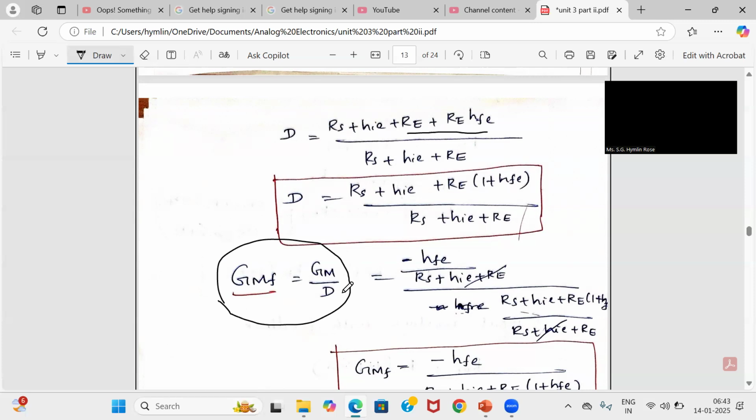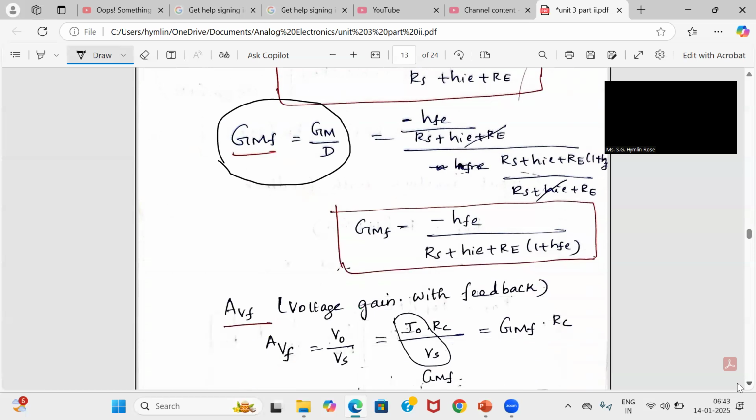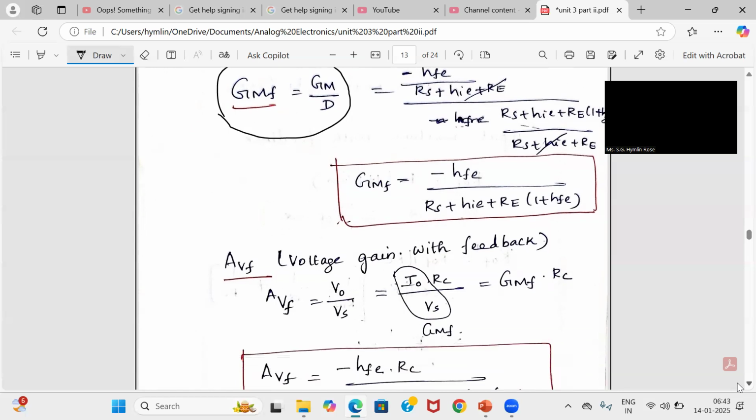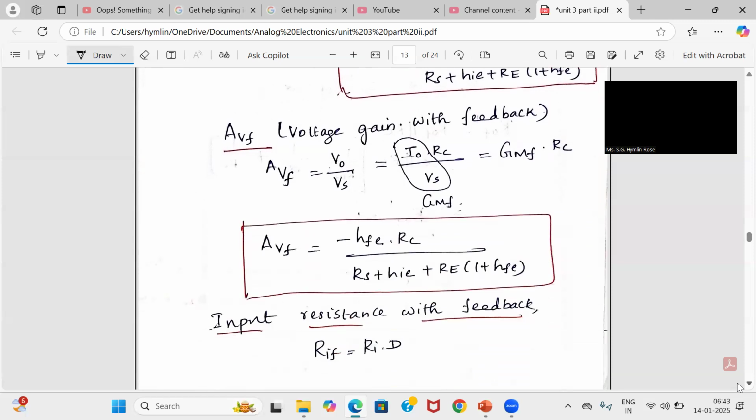Okay, transconductance by the D sensitivity. So we have calculated GM, we have calculated D. Substitute both and cancel the common terms, you will be getting this equation. Now come to the next thing, voltage gain with feedback. So voltage gain with feedback is V naught by Vs, output voltage by input voltage. So what is V naught? I naught into RC, that is across the collector resistance, by Vs. But I naught by Vs is your GMF, so it is GMF into RC. So GMF you know, you have substituted, and the value of RC you have used.